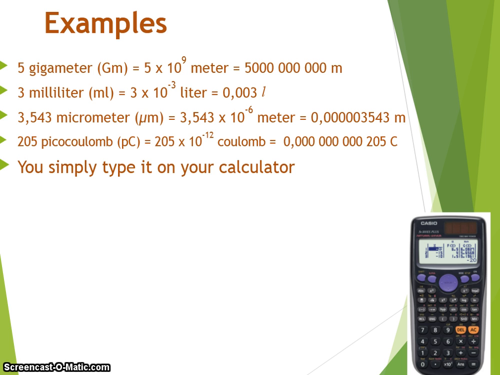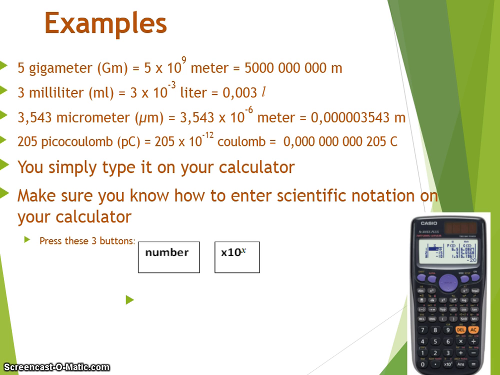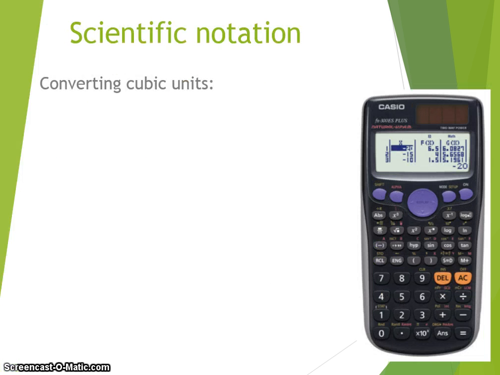And then you simply type these values in on your calculator. Please make sure that you know how to enter the scientific notation. And let's look at the example. I'm using the third one on top on this slide. You first will enter the number, then the times 10 to the power x button, the minus bracket button if you need to change the sign. So therefore, let's look at 3,543, then the times 10 to the power x, minus, because it's a minus 6 exponent, then the 6, and that gives you your number.